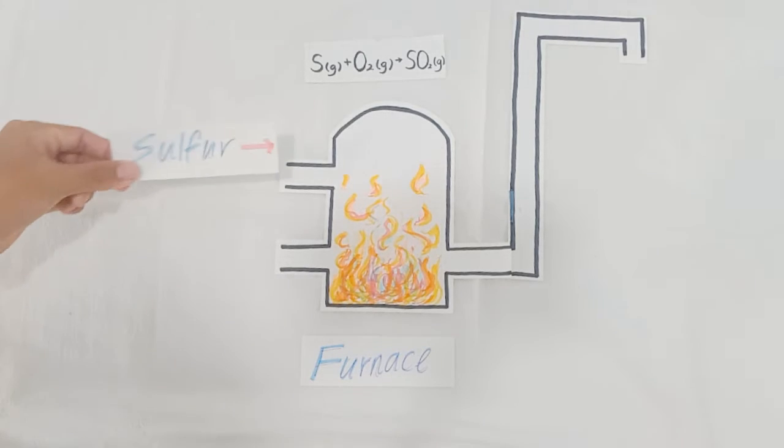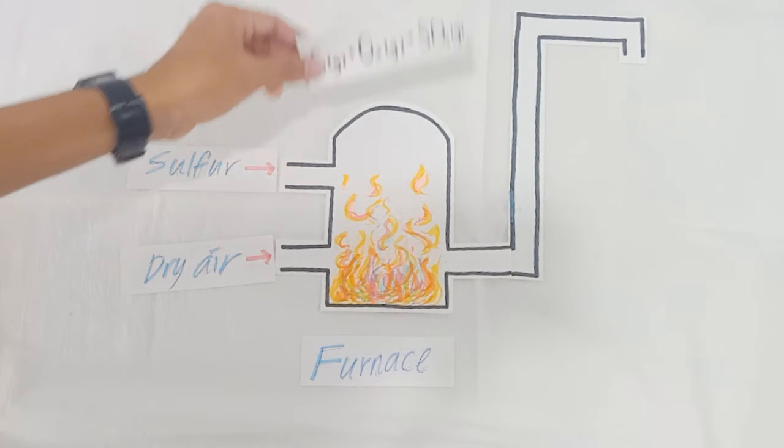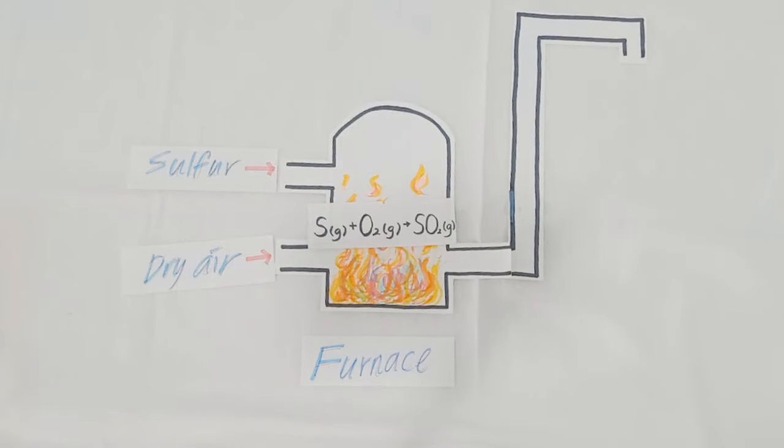Molten sulfur is burned in dry air at around 1000 degrees Celsius. At this stage, only sulfur dioxide is formed. The oxidation produces a large amount of heat. That heat is used to boil water to produce steam to generate electricity.